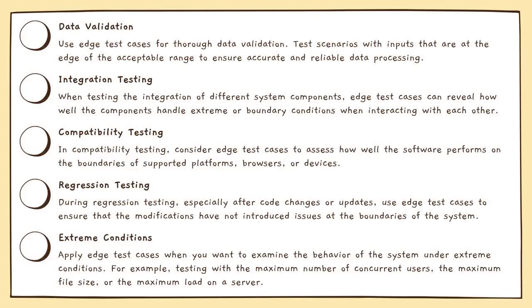Integration testing. When testing the integration of different system components, edge test cases can reveal how well the components handle extreme or boundary conditions when interacting with each other. Compatibility testing. In compatibility testing, consider edge test cases to assess how well the software performs on the boundaries of supported platforms, browsers, or devices. Regression testing. During regression testing, especially after code changes or updates, use edge test cases to ensure that the modifications have not introduced issues at the boundaries of the system.